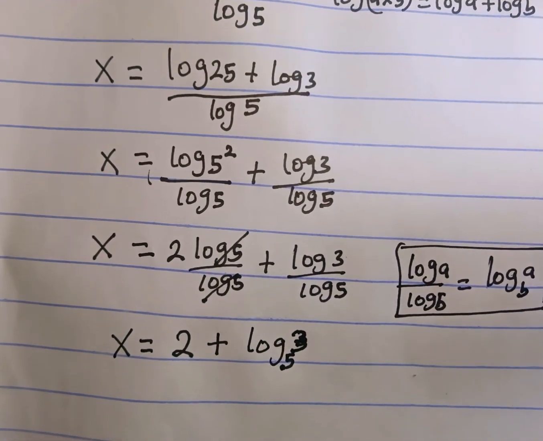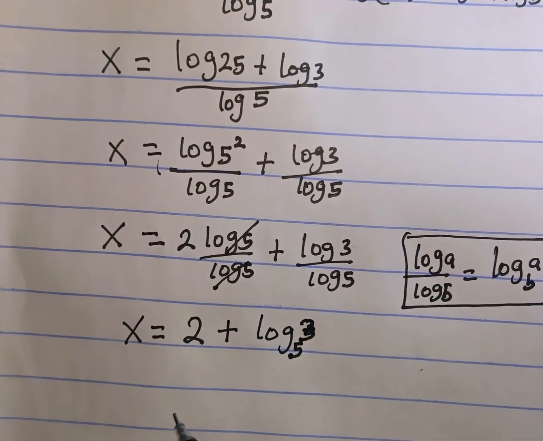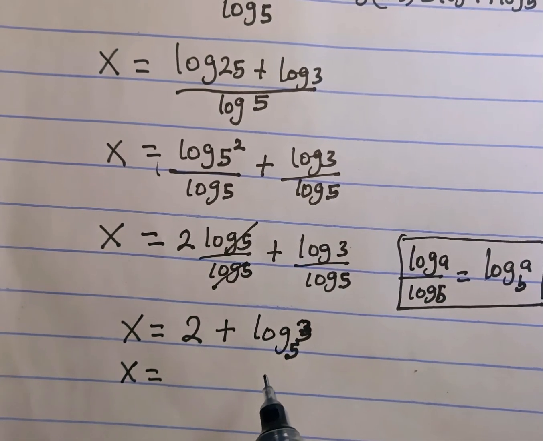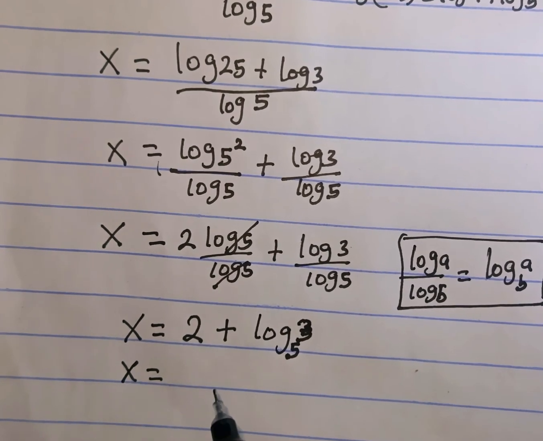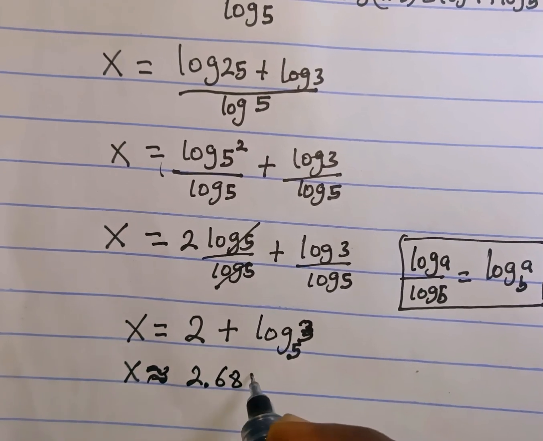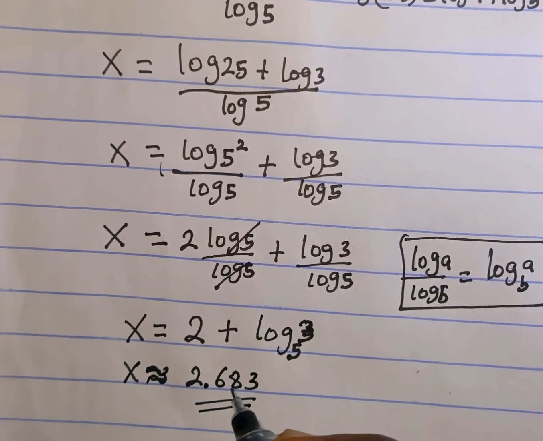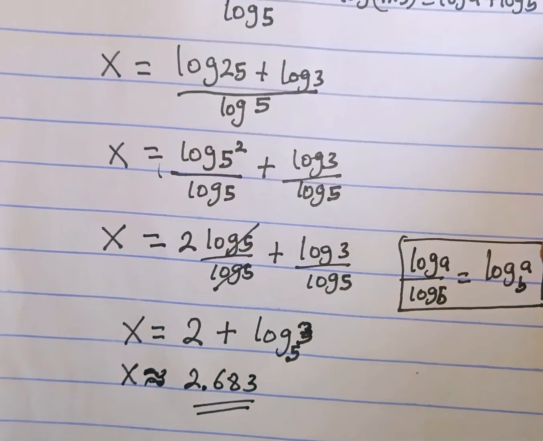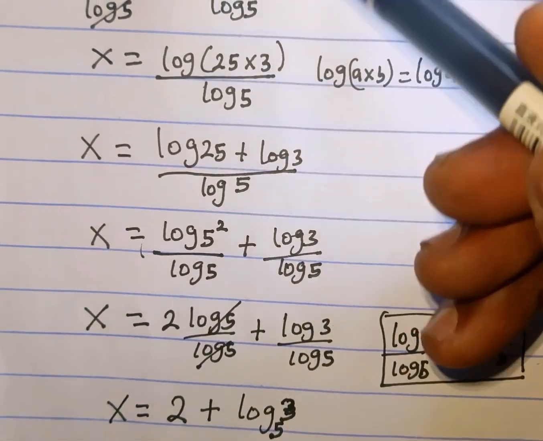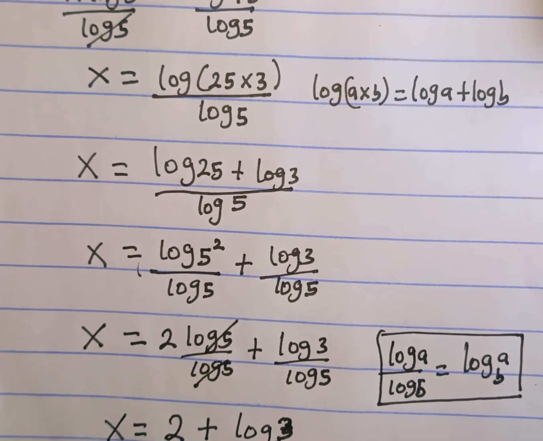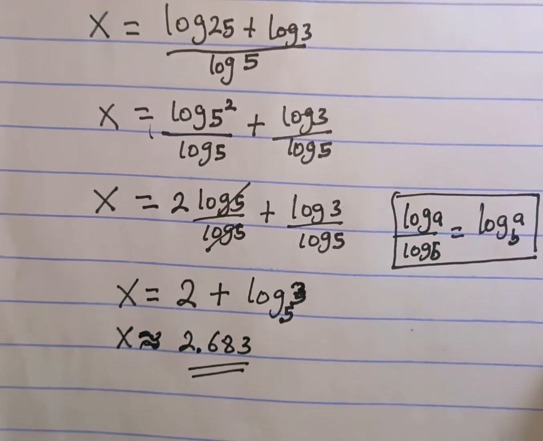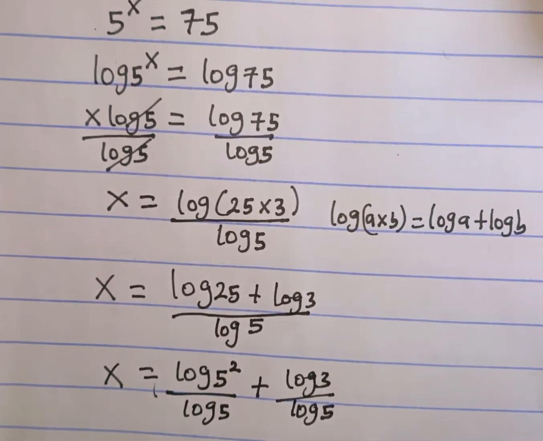But for you to get the numerical solution that will satisfy this equation, when you press calculator, log 3 to base 5 is going to give us 0.683 plus this 2. So it's going to be approximately 2.683. So this is the numerical value of x that will satisfy this equation. Mind you, when you press calculator from here, you can still get the same value. But our aim is to show all the solution clearly, step by step, that will satisfy the given equation. So therefore, 2.683 is the value of x that will satisfy this given equation.